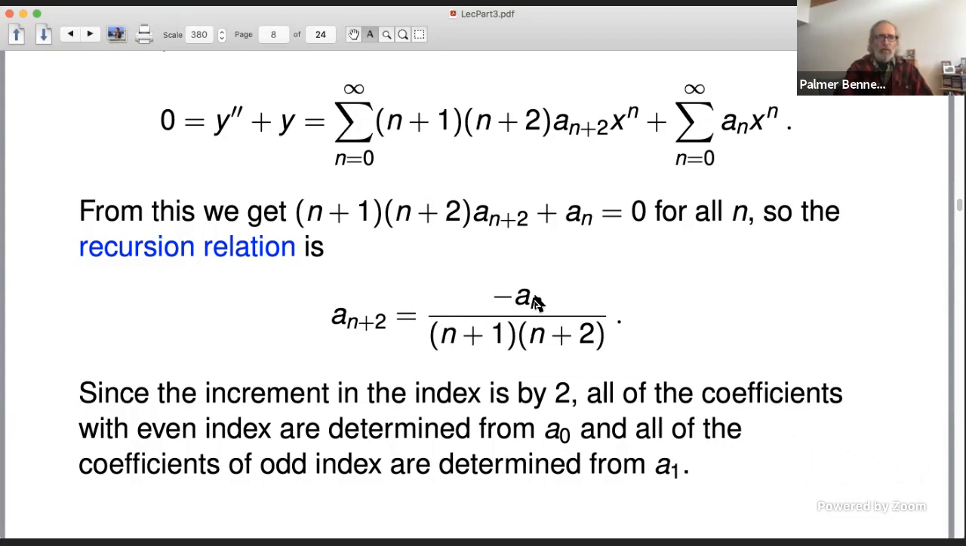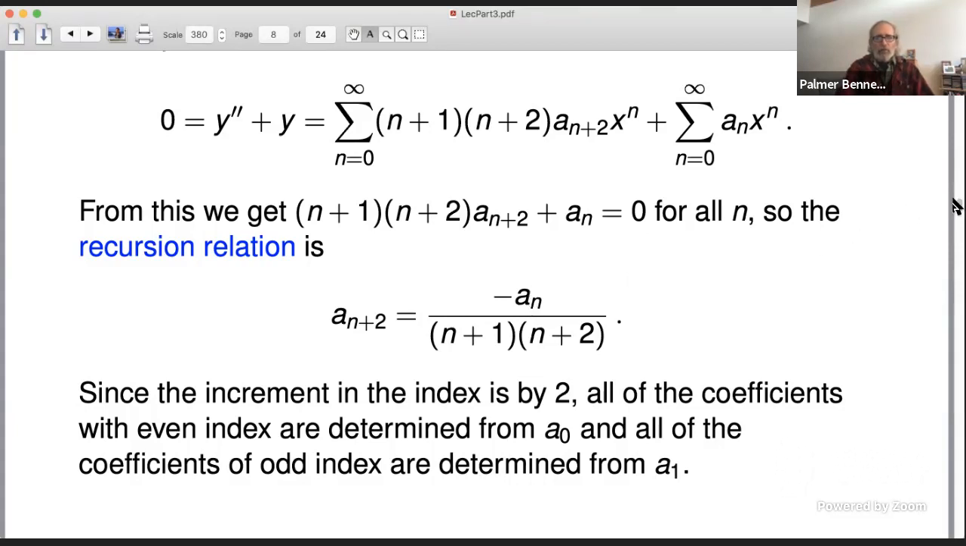Also, a1 is known to us. So a3, when n is equal to 1, we'll get that a3 is determined from a1. And then when we know a3, when we take n equals 3, we'll get a5 is determined from a3. And then once we know a5, a7 will be determined from a5. So the first coefficient with odd index, which is a1, will determine a3. That'll determine a5. a5 will determine a7. a7 will determine a9, etc.